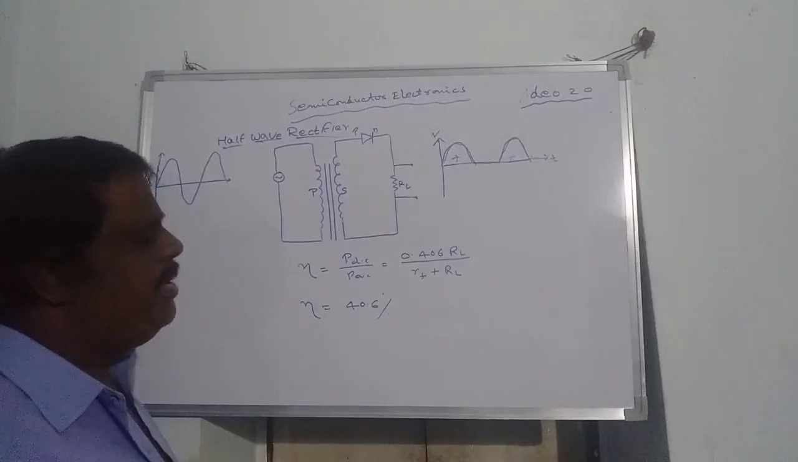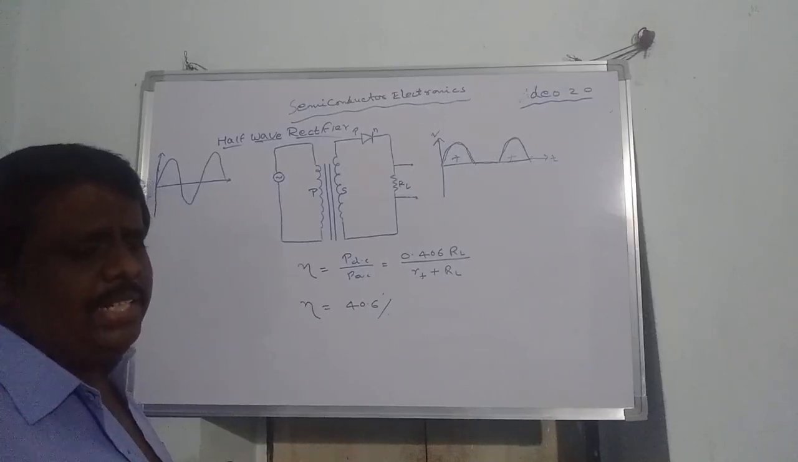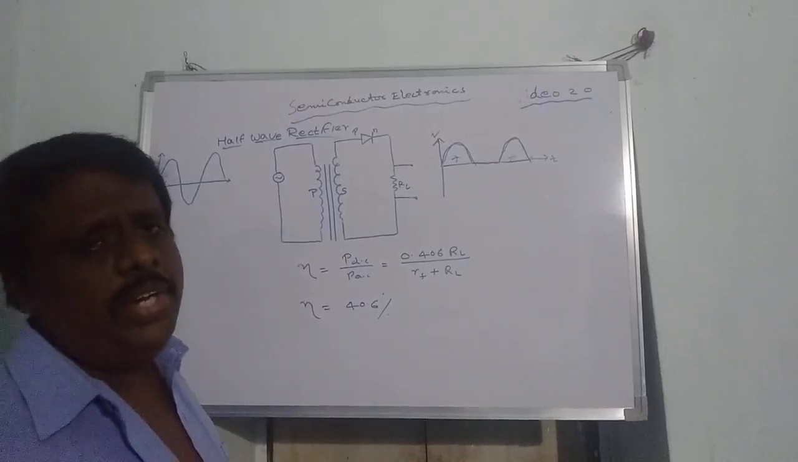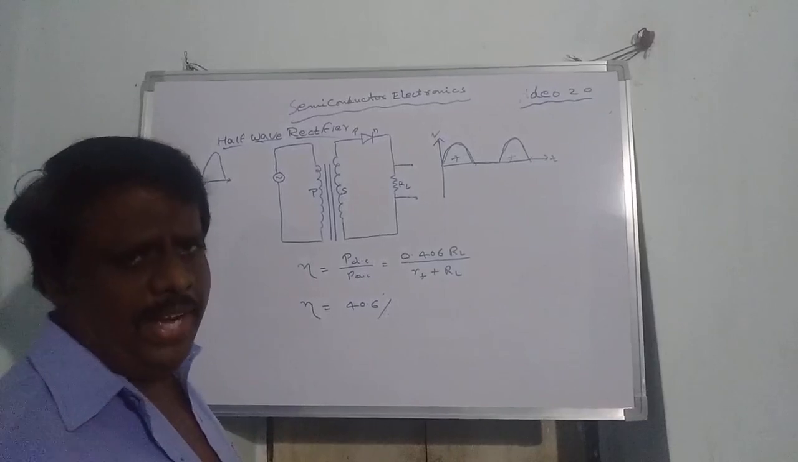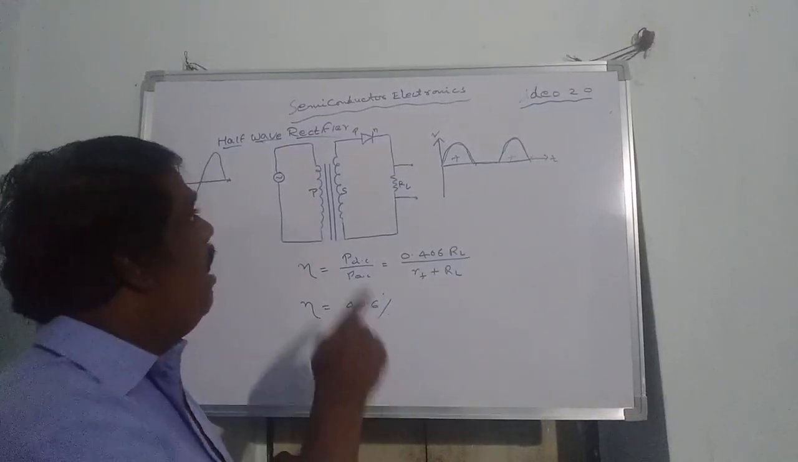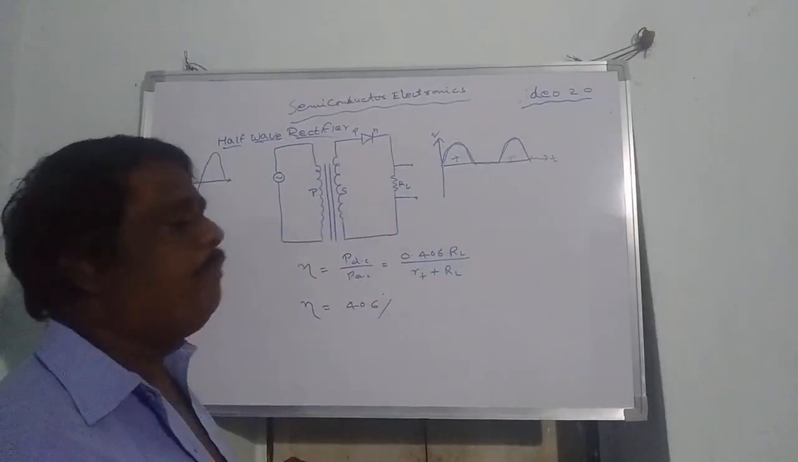Once again, what is meant by rectification and rectifier? The process of converting AC signals into DC is called rectification. The device which is used for this rectification is called a rectifier. There are two types of rectifier in our syllabus. That will be the half-wave rectifier. In a half-wave rectifier we use a single diode.